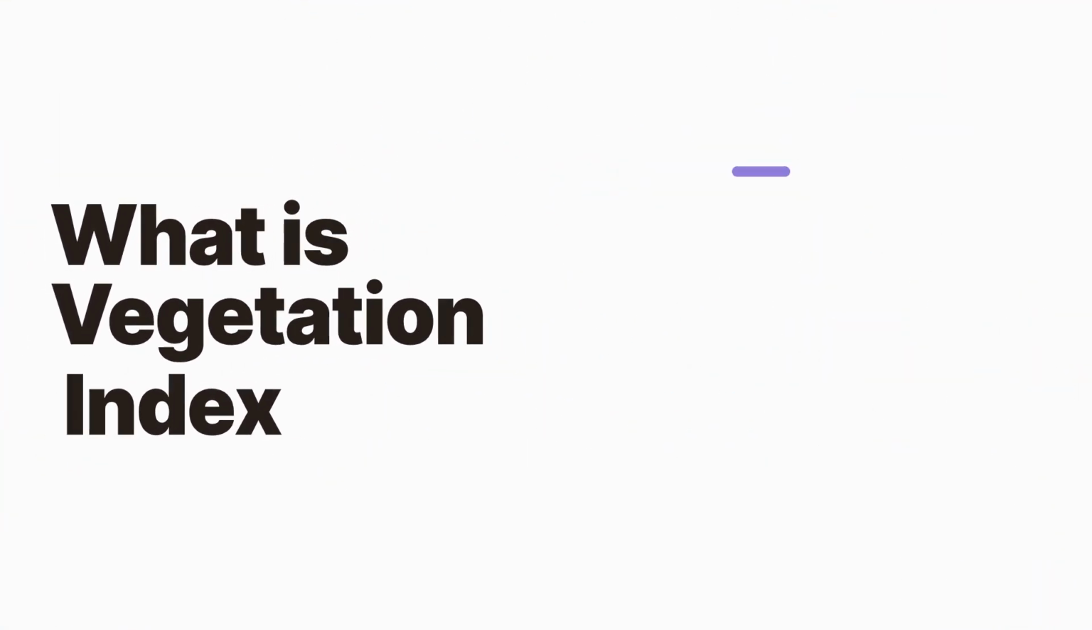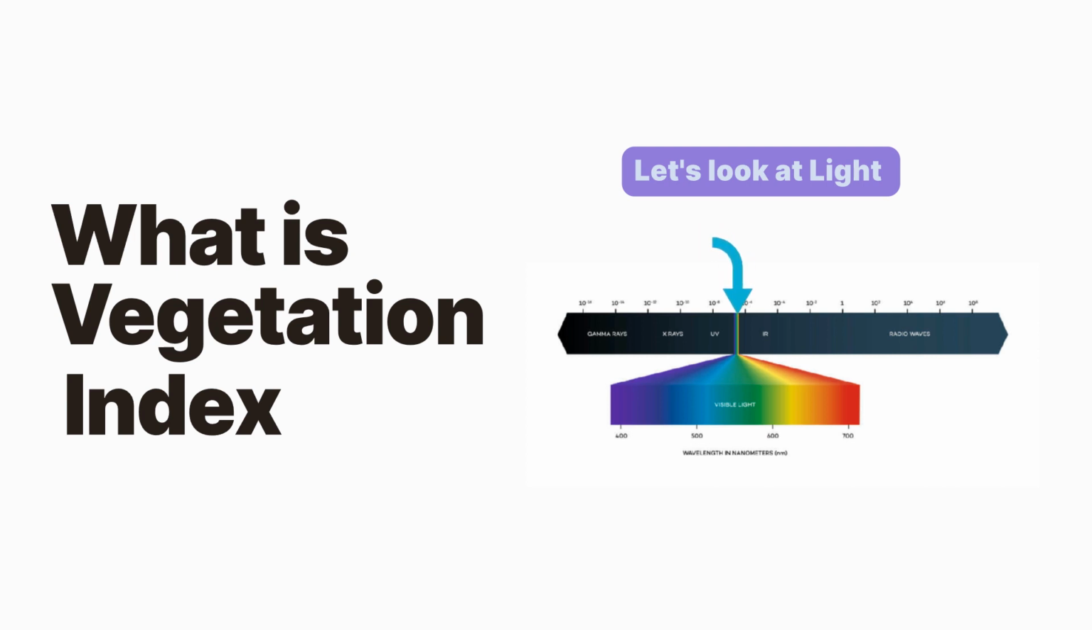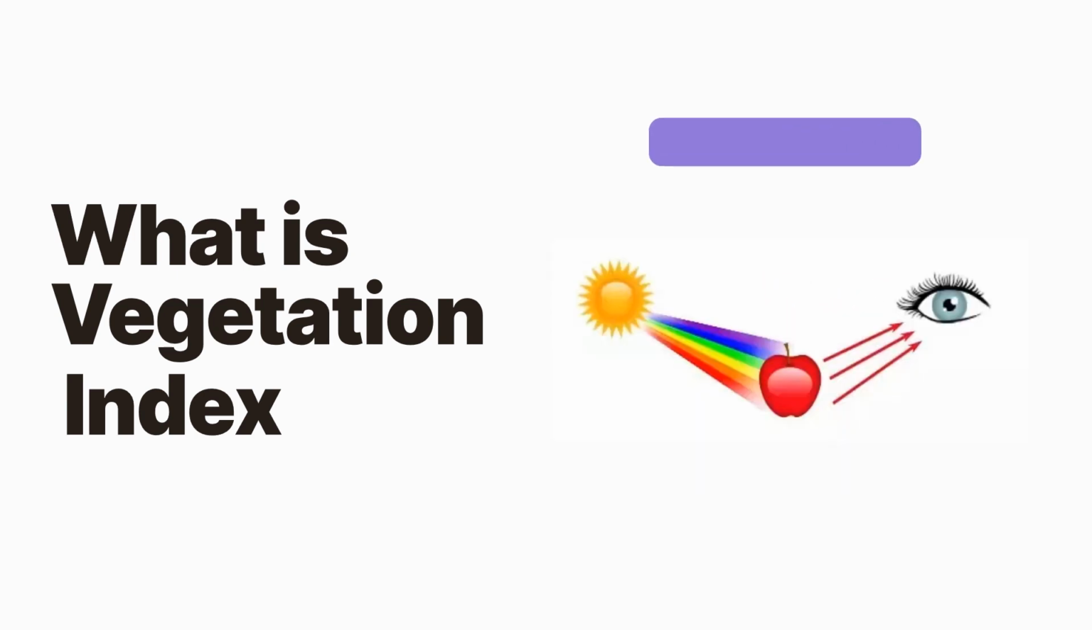What is vegetation index? Let's first look at light. The light we can see around us is just a part of the wider spectrum, where there are different wavelengths that we cannot perceive with the naked eye. How objects around us interact with light affects how we can see them. Plants reflect green light, making them green to us.